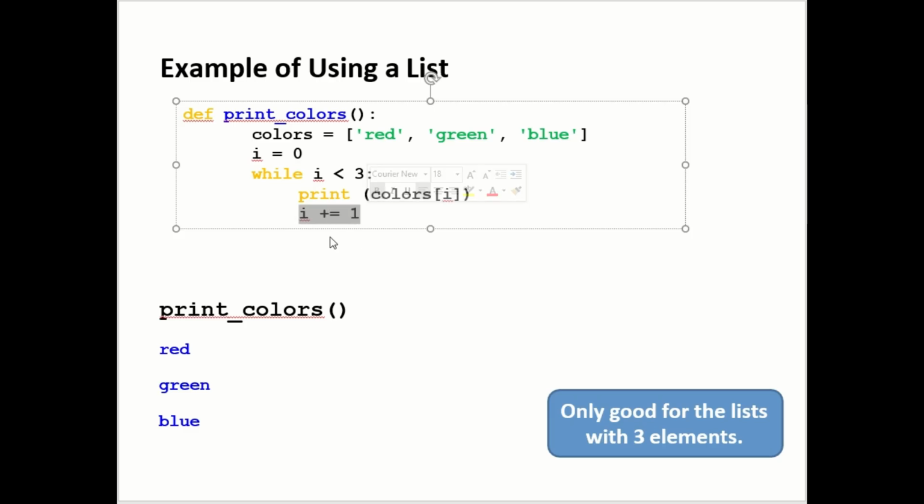Then I gets incremented. I is 1, so this condition is still true, so this will execute. Now I is 1, it'll refer to green. I gets incremented to 2, that's true. This is now colors 2, which is blue. I gets incremented to 3. This is no longer true, so it exits the loop, and you won't get this executed anymore, which is good because we don't have any other colors.